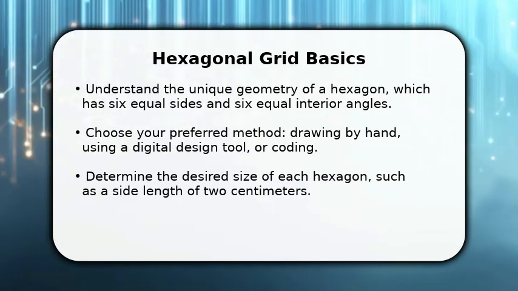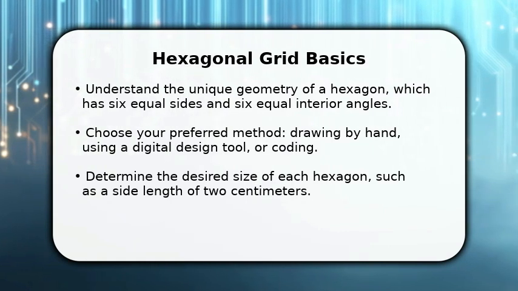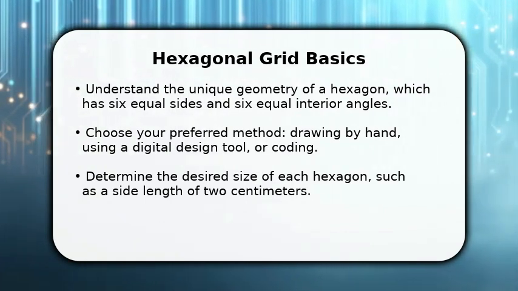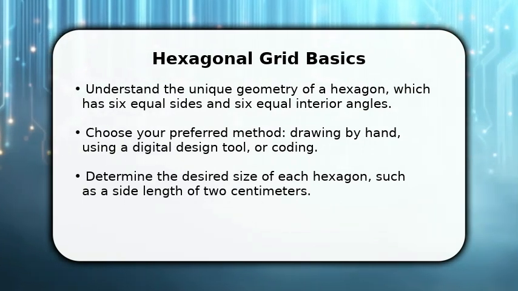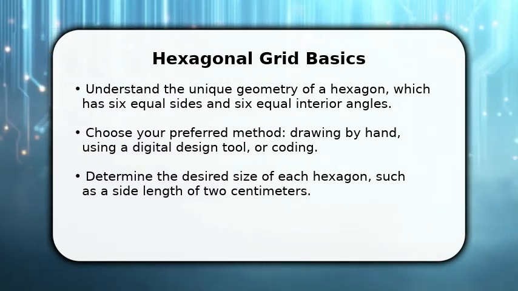In this video, I will explain how to make a hexagonal grid. First, let's understand the basic shape. A regular hexagon has 6 equal sides and 6 equal interior angles, each measuring 120 degrees.